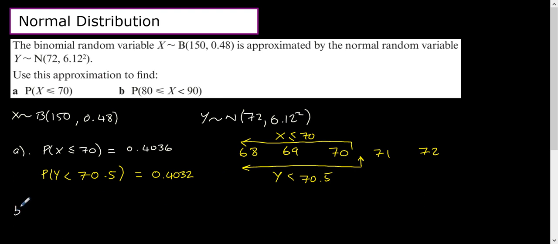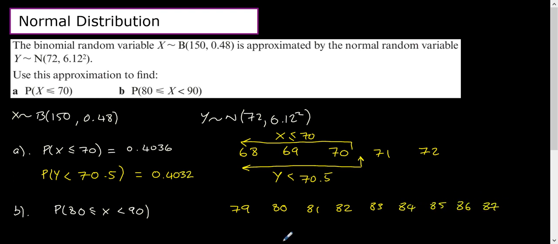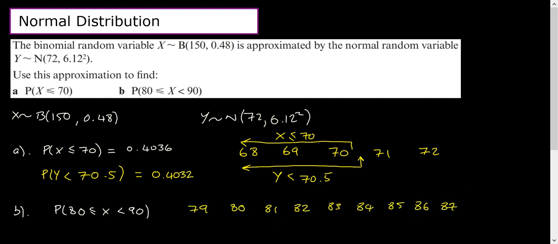So let's have a look at B, and we're going to do exactly the same thing again. We're going to find the probability that X is greater than or equal to 80, but less than 90. So I'm going to do a number line here, maybe a couple of number lines, and we're going to have a look and see which numbers we're interested in. So in fact, let's just do it right up to 90. 79, 80, 81, 82, 83, 84. I'm going to run out of space. 85, 86, 87. Let's move all that along a little bit. Don't know why I wrote the whole number line out, but hey, it's going to be worth it.